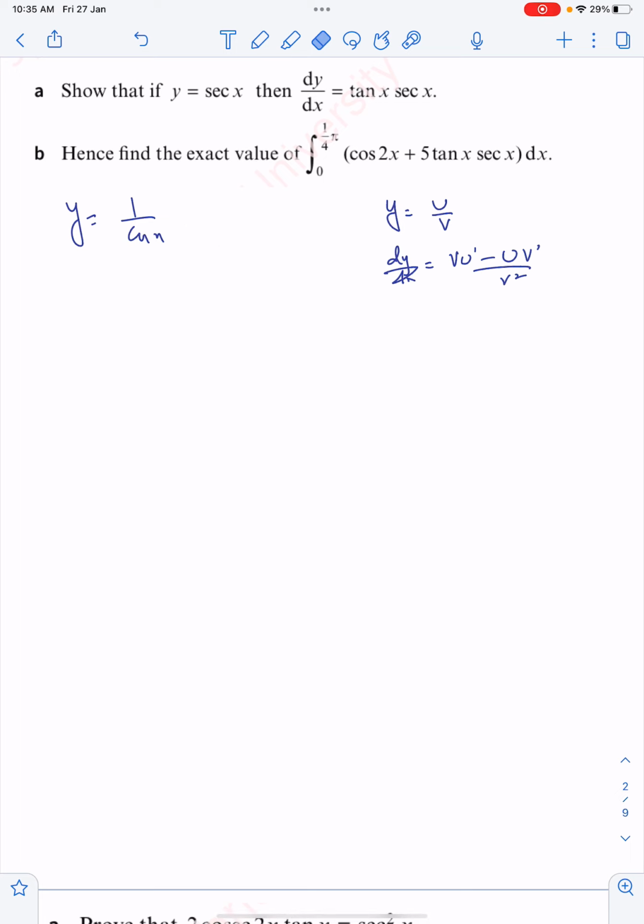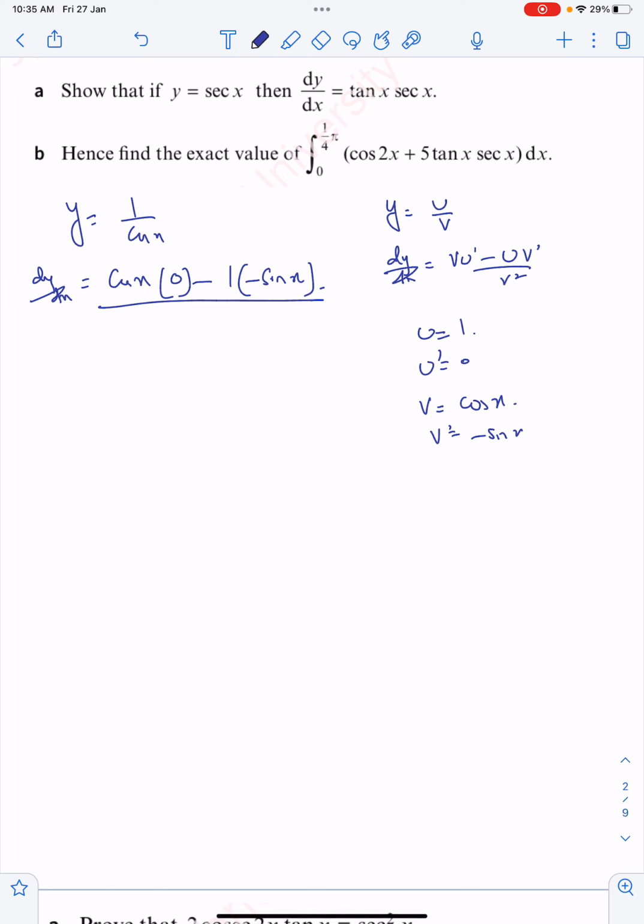So let's start with this. u is 1, u dash is going to be 0, v is cos x. So v dash is going to be, differentiation of cos x is minus sin x. Let's differentiate it. dy by dx is v, which is cos x, times u dash, differentiation of 1 is 0, minus u v dash, minus minus sin x, upon v square, which is cos square x.